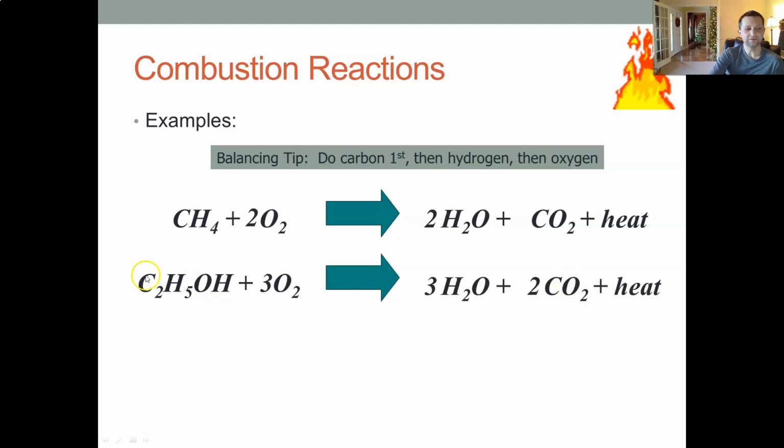Putting a coefficient in front of the ethanol messes up everything all over again. So follow the rules: carbon, hydrogen, oxygen. You'll be good to go. All right, really, really neat combustion demonstration I'll do for you guys in class once we get back at school. And I think you guys will enjoy that. So that's basically your combustion reaction overview there.